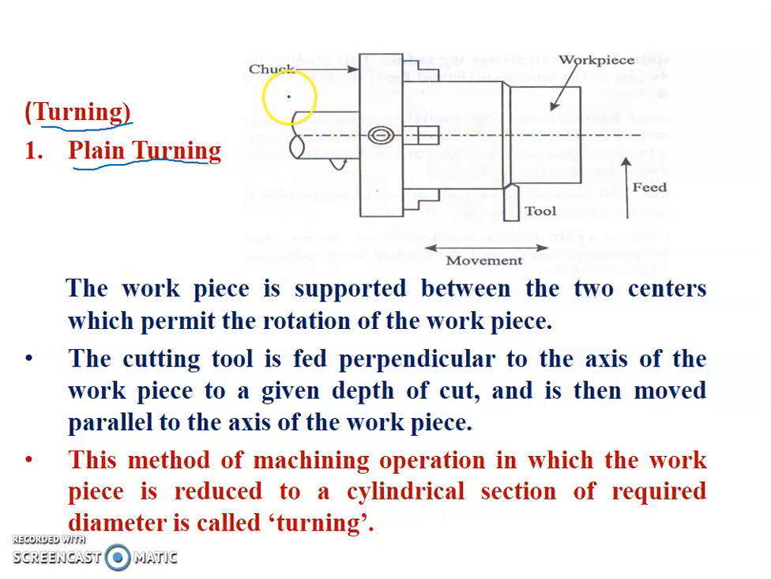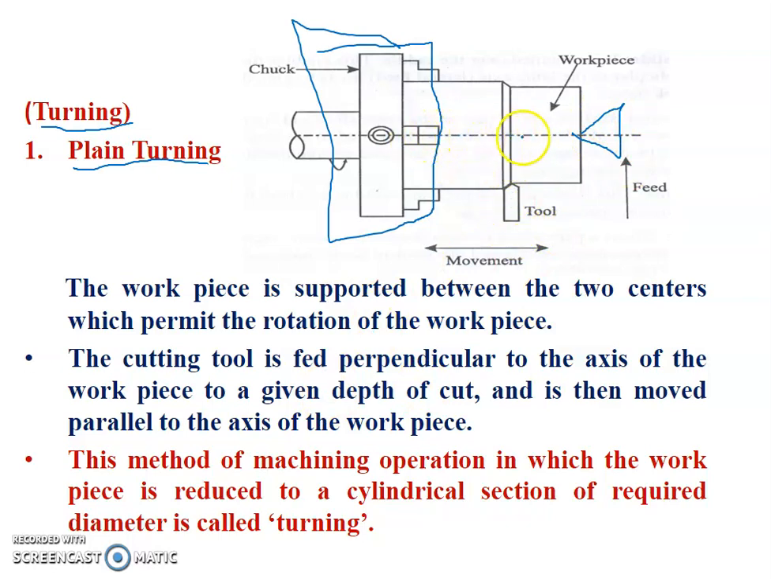In this method, the cylindrical workpiece is supported between the two centers. What are the two centers? One is called the live center, that is the headstock, and the other is the dead center, that is the tailstock. The tailstock is supported this side, and this is the chuck which is connected to the headstock spindle. Here one end of the workpiece is held in the chuck. The chuck is a holding device, and the other end is supported by the tailstock.